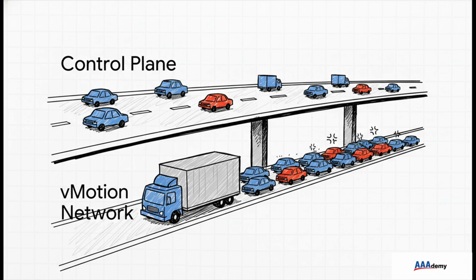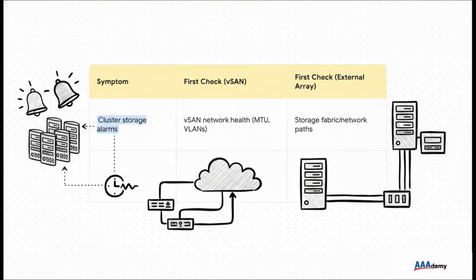Bingo. Perfect deduction. You've correctly figured out this has to be a data plane problem. vMotion uses its own dedicated VMkernel network. It has its own private highway. So you should immediately suspect an issue on that specific path, something like a mismatched MTU size or a VLAN configuration error. And you've got to remember, the clues you're looking for will change based on your specific environment.